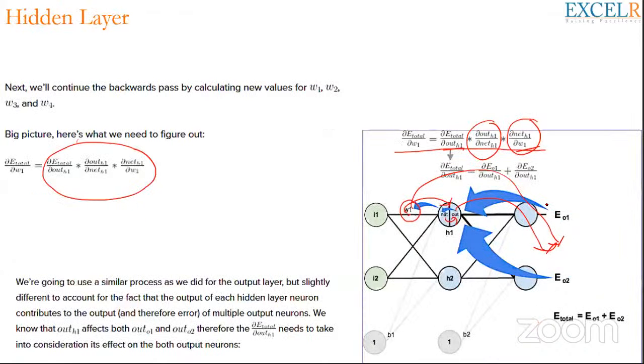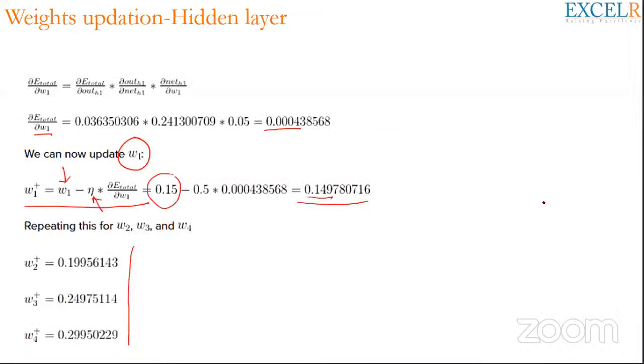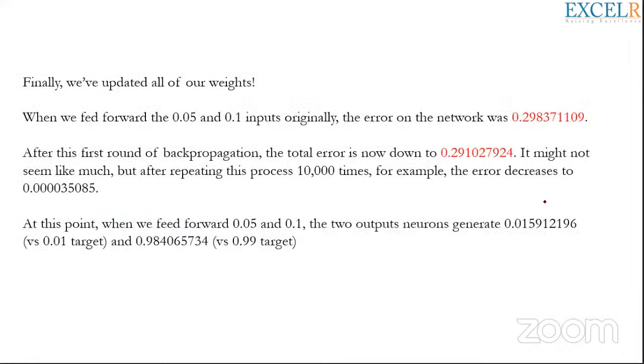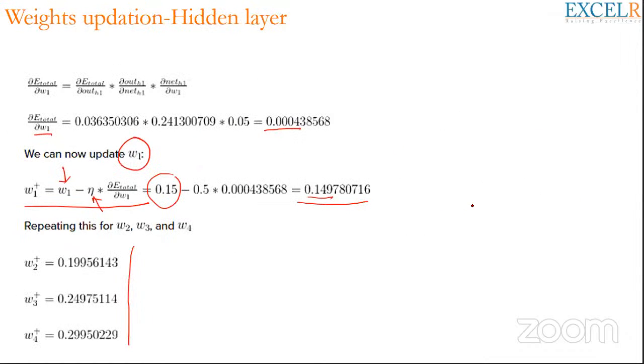Then once you compute this, once the weights are updated, again send these data points, 0.05, 0.5, 0.1 inputs. So the original error was 0.2983. After the back propagation method, what is back propagation? Whatever the procedure that we have done, that is called back propagation.